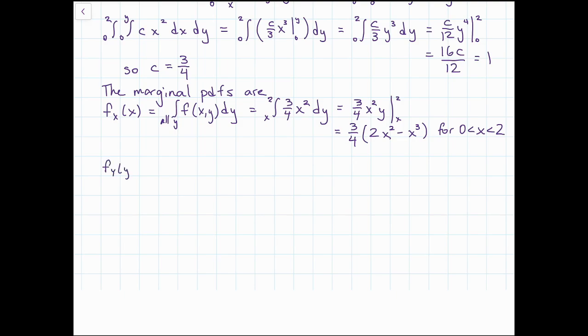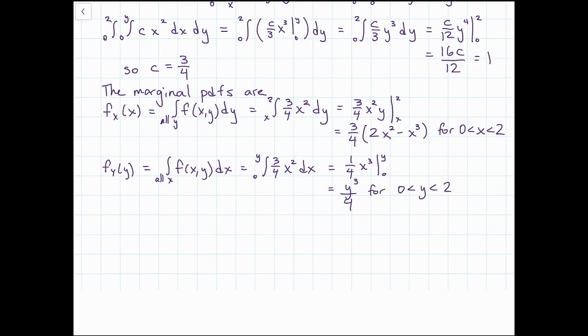Similarly, we can go in the opposite direction. We'll have f_Y of y as the integral over all x of our joint PDF. So that's the integral from 0 to y of 3/4 x squared dx, which is 1/4 x cubed evaluated at 0 and y, which is just y cubed over 4. And again, for 0 less than y less than 2.